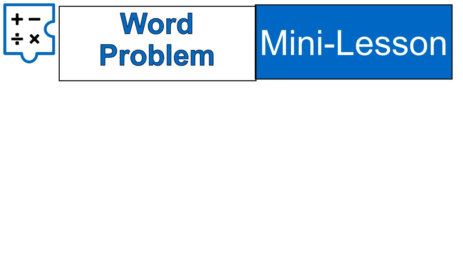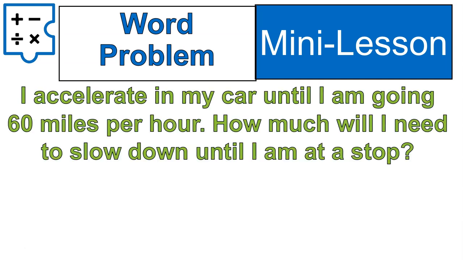All right. Now let's make this into a real life situation. Maybe not a super real life situation, but let's see. I accelerated in my car until I'm going 60 miles per hour. How much will I need to slow down until I'm at a stop? So my current speed is positive 60 miles an hour. How much will I need to slow down until my speed is 0? Try that out. Think about it. And then try and write a math expression to actually show this.